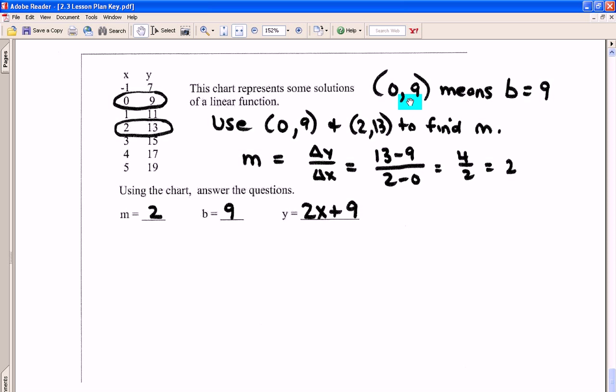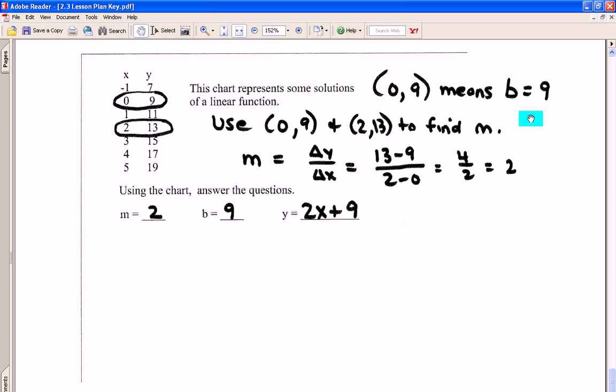And the reason that that ordered pair is so important, 0, 9 means that b is 9. Remember, whenever you see x is 0, the number that follows is the y-intercept. b equals 9. So we already know b for our formula y equals mx plus b.